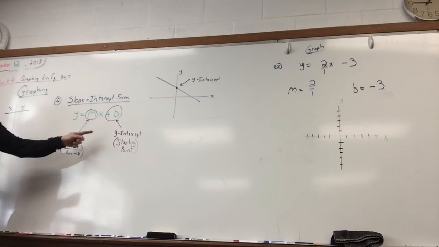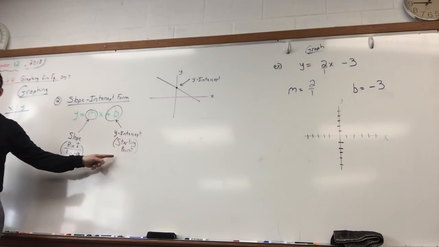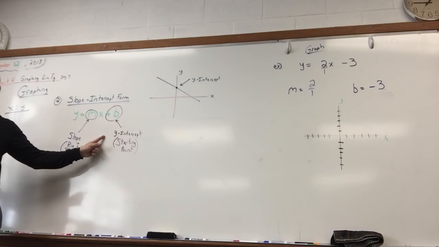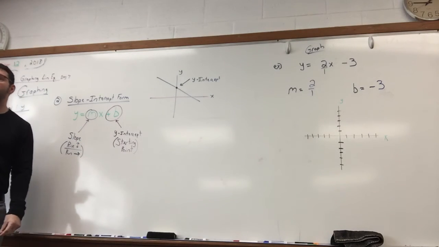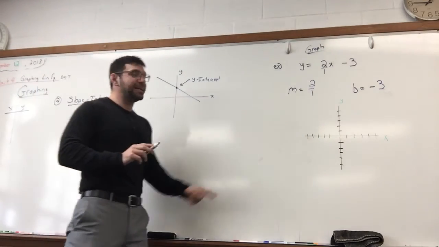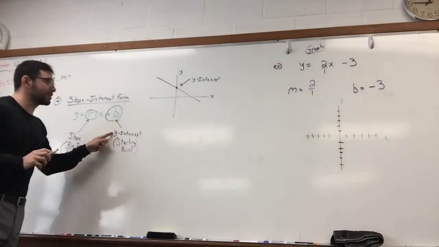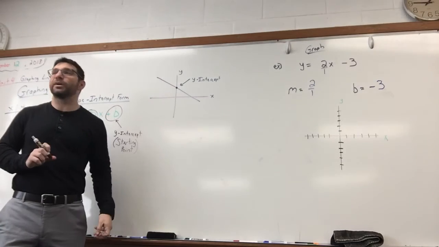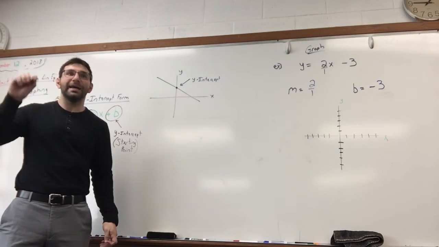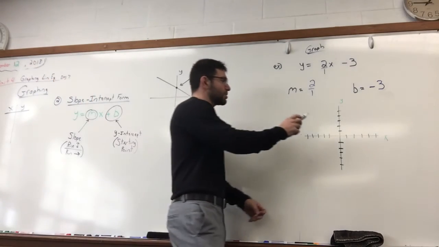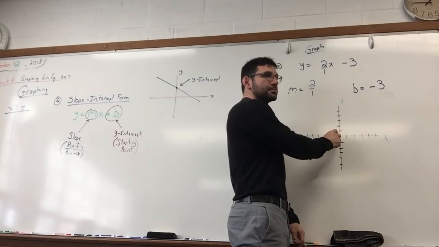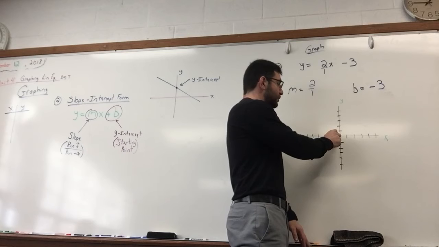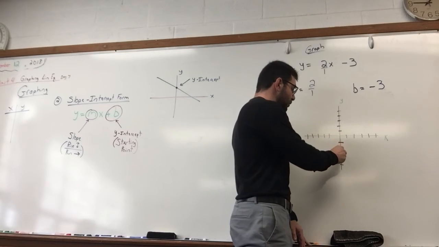Slope is rise over run. Y-intercept is the starting point. b is my starting point. Does everybody understand that? b has to be where we start. b stands for y-intercept. The y-intercept is where it crosses the y-axis. So I start off at 0. The y-intercept is at what? -3, so I'm going down 1, 2, 3.